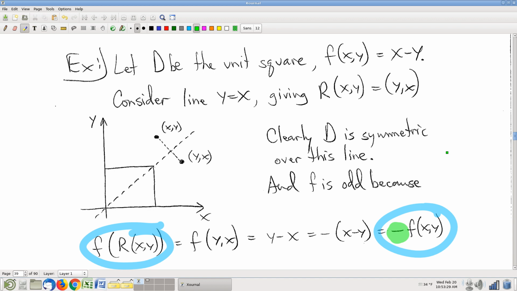Everybody on board? And now we're done. We don't have to take any antiderivatives. All I have to do is say: symmetric domain over the following line. I do have to indicate the line. The function is odd. Symmetry. Integral equals 0. End of story.